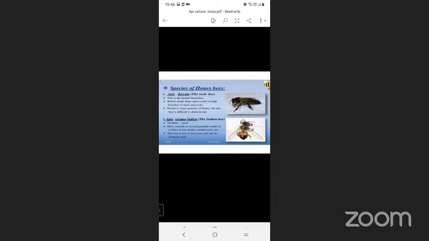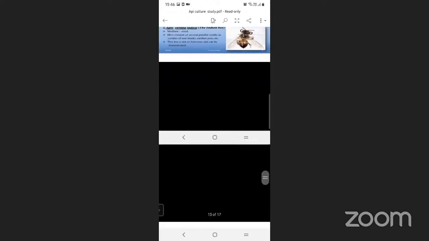Apis indica is medium sized. Its hive consists of several parallel combs in cavities of tree trunks, earthen pots, etc. This bee is not ferocious and can be domesticated.